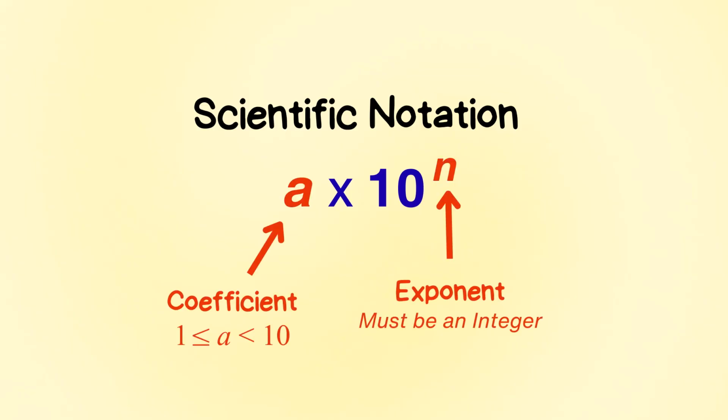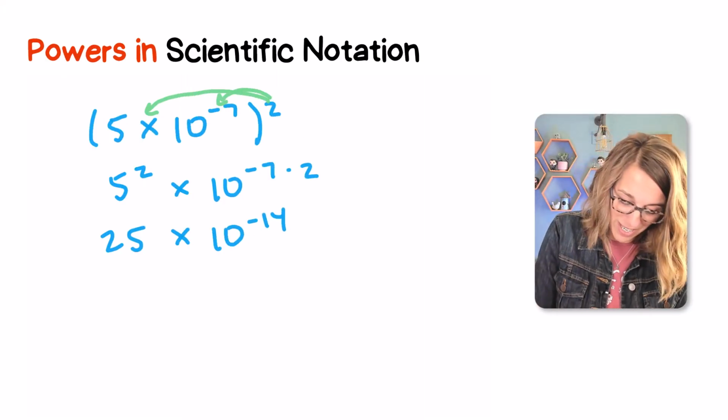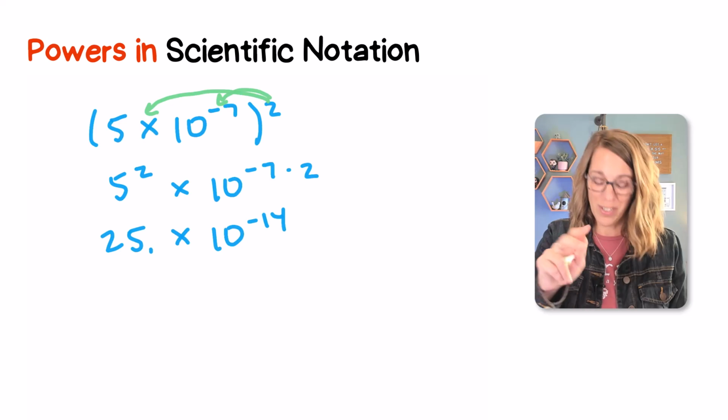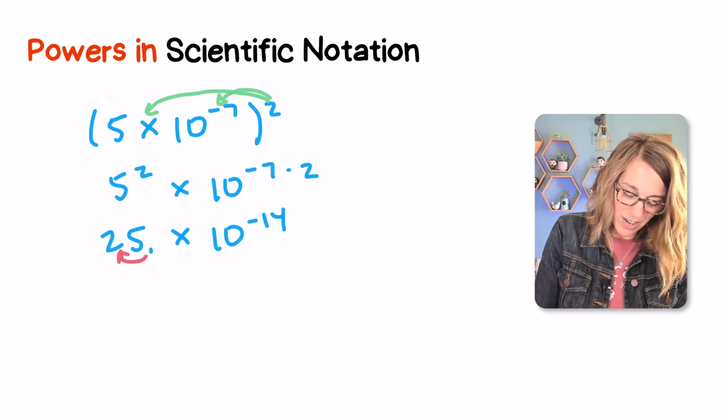Remember, to be in scientific notation, that coefficient out in front needs to be a single digit in front of the decimal place, a number between 1 and 10, but not 10. So I've got 25, it is too big. Here's my decimal place. I've got 2 numbers in front of that decimal place. I really want my decimal place to be here instead.